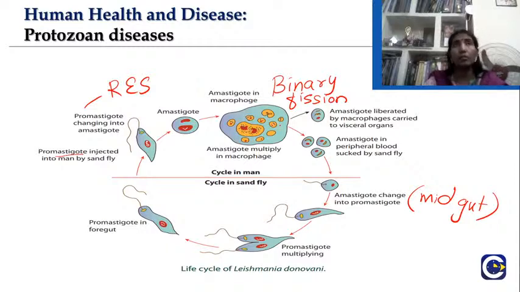So they come in large numbers and start destroying the blood capillaries, the spleen, the liver. All these macrophages are just captured by these amastigotes. That is how they are not able to fight against the protozoan, particularly Leishmania.